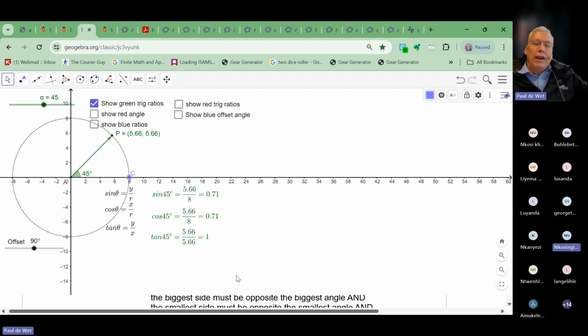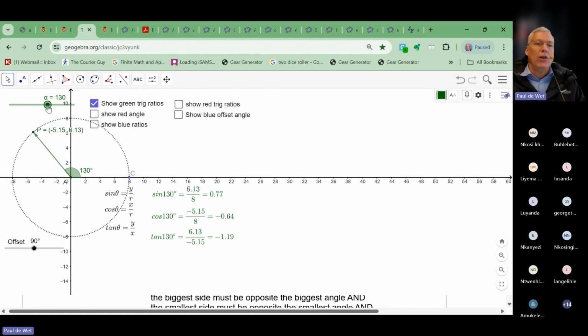Now, in this first box, which I'm also going to call a quadrant, quadrant number 1, from 0 to 90 degrees, which of the ratios is positive? Sine, cos, or tan? All of them. If I go into the second quadrant, my R value is a length. R is always positive. In the second quadrant, is X positive or negative? Negative. And Y is positive.